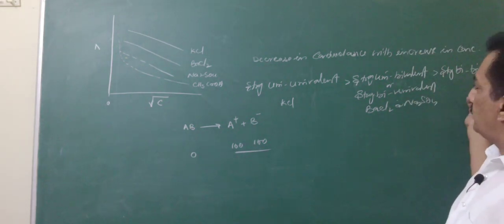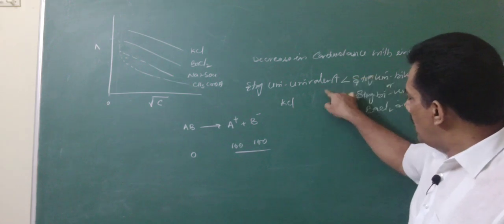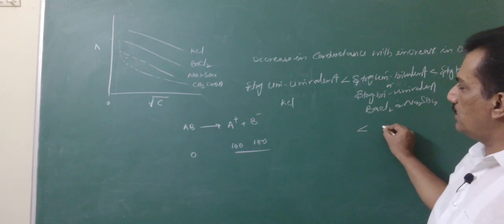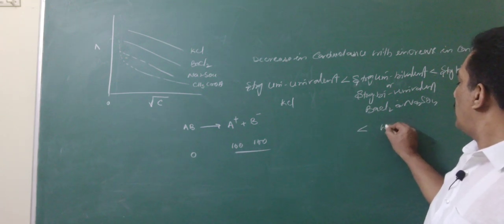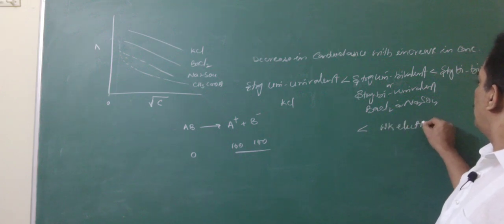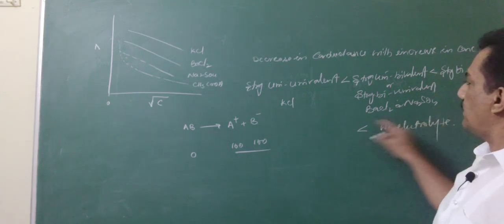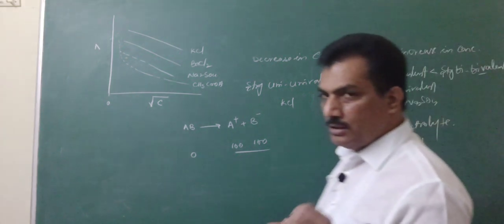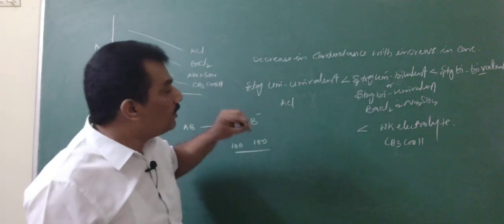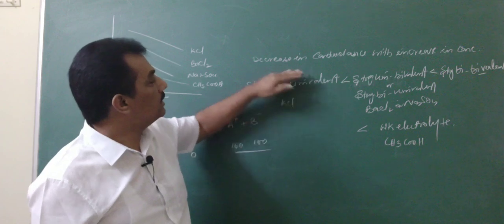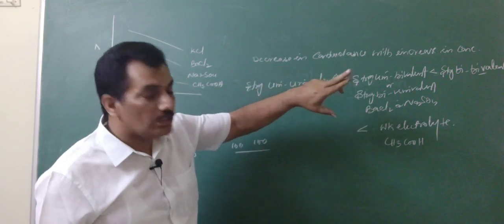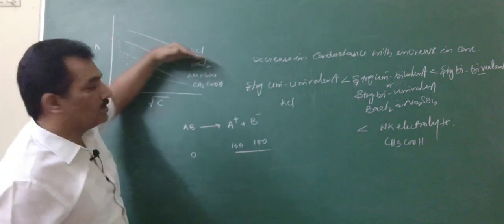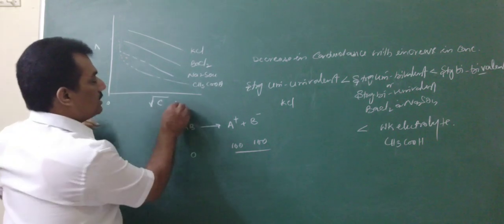And then this one has less, and this has still less. That is the weak electrolyte, CH3COOH. Here you observe, the trend we are writing is decrease in conductance with increase in concentration. We are coming in this direction, and concentration is increased in this direction.